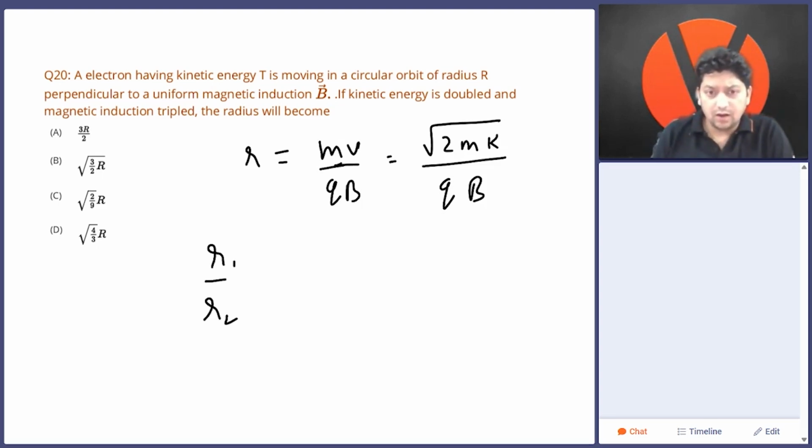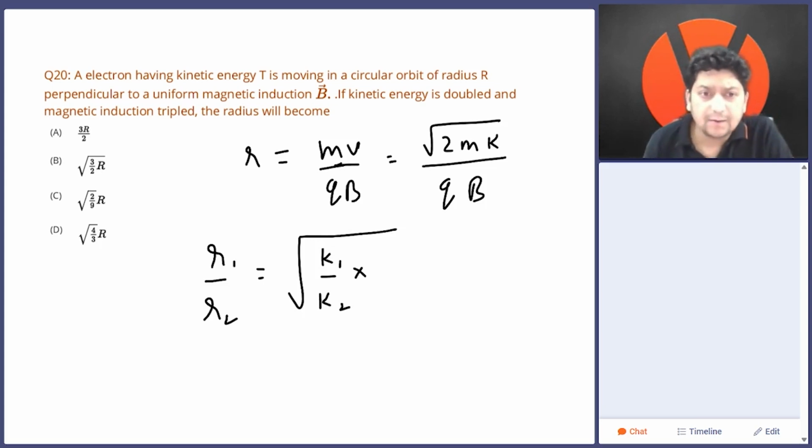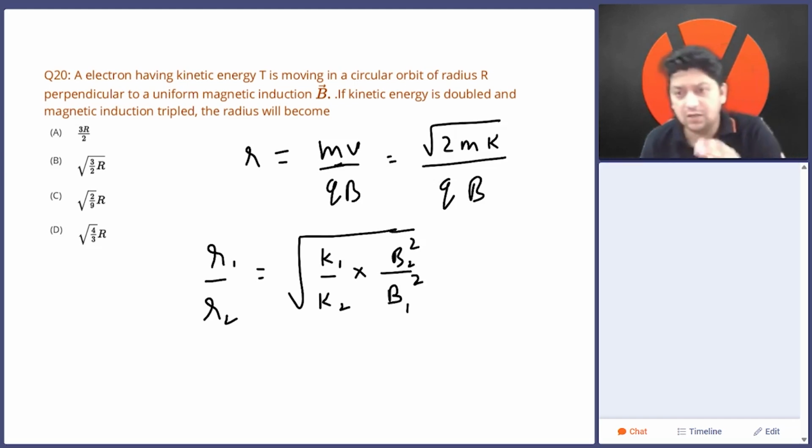Now r1 by r2: see, 2 will be constant, q is not changed, we have just increased the kinetic energy, so K1 by K2, and the magnetic induction is tripled, so B1 square by B2 square. I have taken B also under the root.